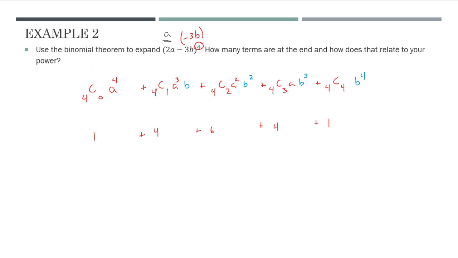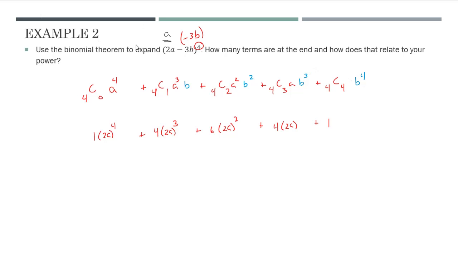So this is going to become, let's do this in red still, 2a to the power of 4. And then this a is going to become 2a cubed. And this a will become 2a squared. This a will just be 2a. And there is no a there.